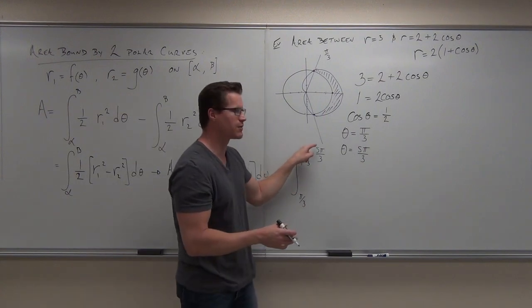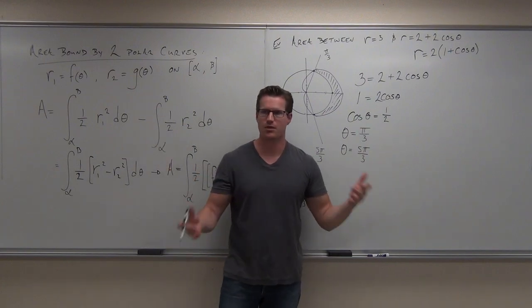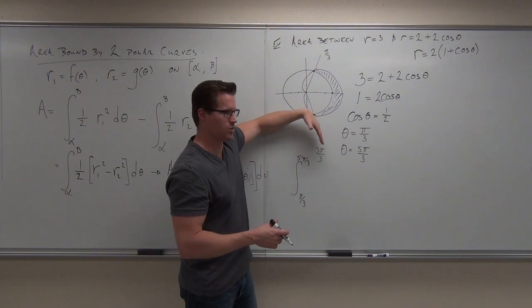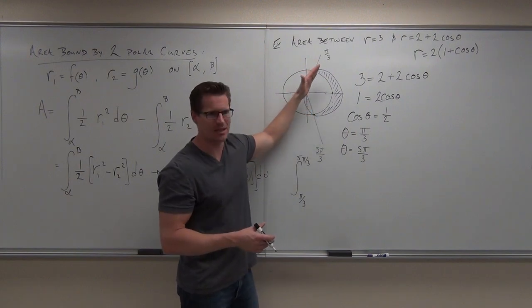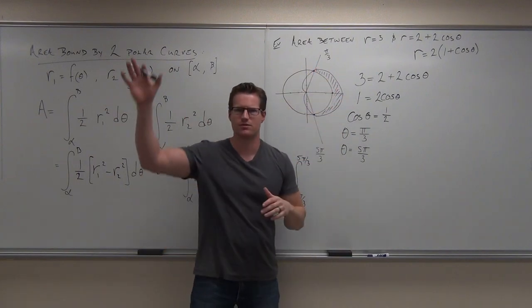So instead of 5 pi over 3, what could I call that? Let's call it negative pi over 3. That way, I start here, that's still negative pi over 3, right? It's coterminal with this. So negative pi over 3, I'm going to go positive to pi over 3. That makes sense. And I'm also going for only this range, only that angular range. Show of hands if you understand that concept.